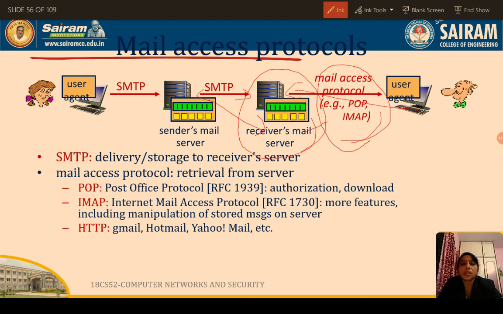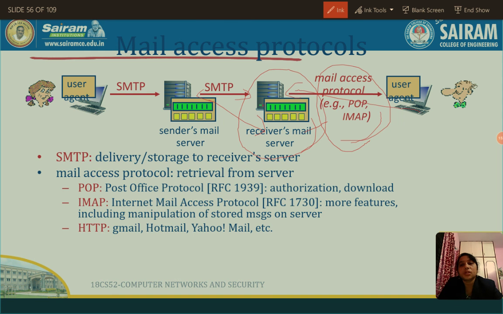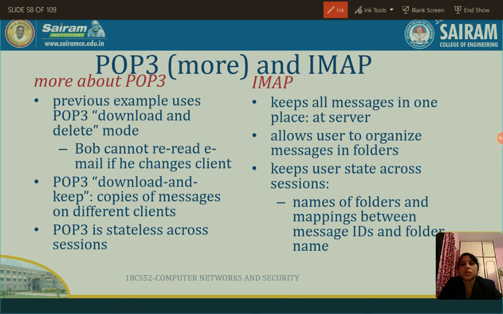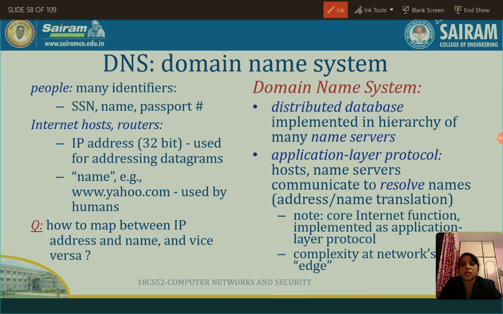Next comes IMAP, Internet Mail Access Protocol. What is the use of it? It helps us to manipulate the stored messages on the server. Any changes you want to do, if you want to put a message in a folder, those modifications can be done with the help of the Internet Mail Access Protocol. Then comes HTTP, as we said, Gmail, Hotmail, Yahoo Mail. The protocol is going to help us. Okay, as I said, IMAP organizes in folders.